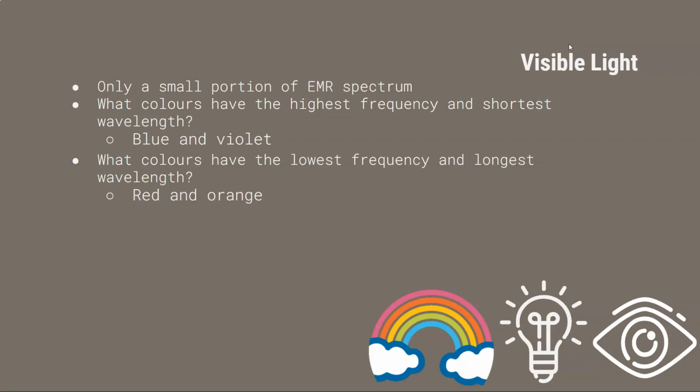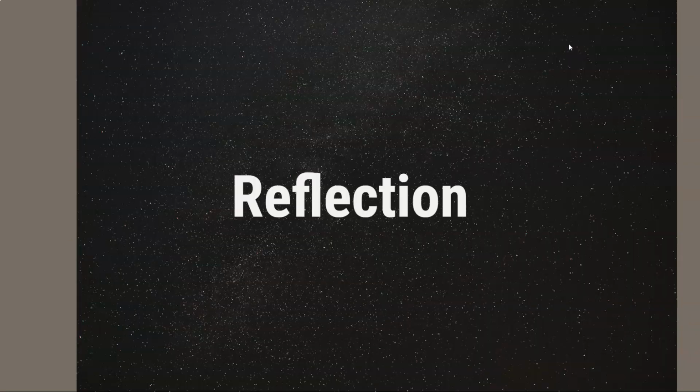So in visible light, there's even a change in the wavelength in the sense that the colors have different wavelengths and different frequencies. In order to remember your colors, just remember Roy G. Biv: red, orange, yellow, green, blue, indigo, and violet.